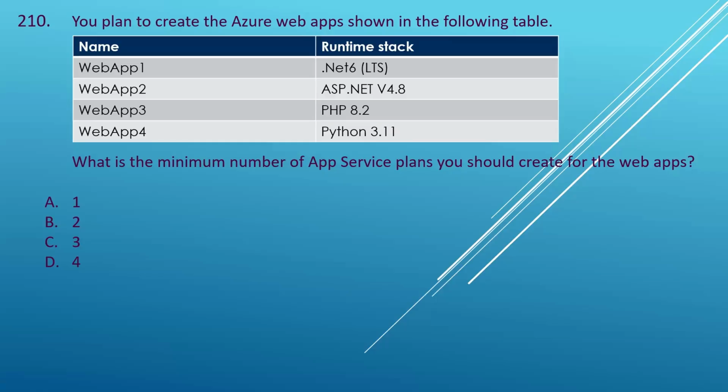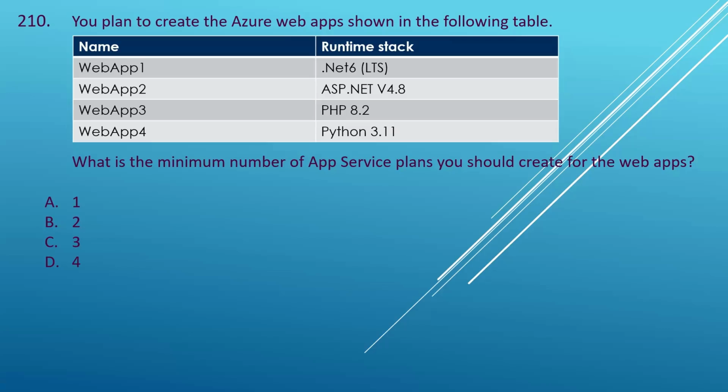This is question number 210 of the series. You plan to create the Azure web apps shown in the following table. There are 4 web apps that you are trying to create: Web App 1, Web App 2, Web App 3, and Web App 4. The runtime stack for Web App 1 is .NET 6 LTS.